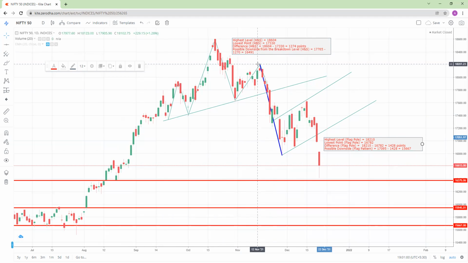We will just revise it once again. This is the shoulder, this is the head, this is the shoulder. The difference between the highest value of the head and the lowest point of the entire head and shoulders pattern will be deducted from the breakdown level, and we arrive at the projected figure where Nifty 50 could have arrived if this pattern had confirmed. So this pattern had confirmed in this region, around 17,765 or 17,770.